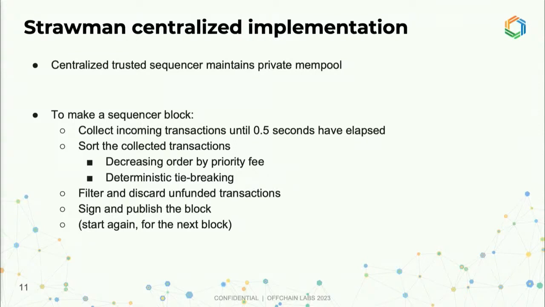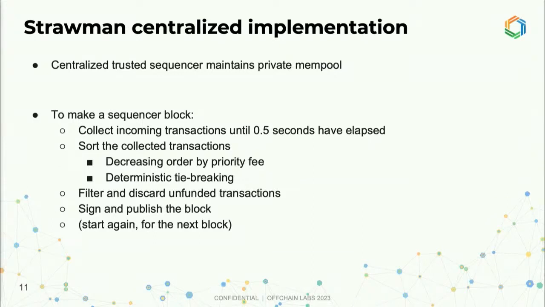Next, it sorts the collected transactions into decreasing order by priority fee, breaking ties according to some kind of deterministic rule. Doesn't matter for now what it is. Then, after that, a very important step in practice, which is super annoying, and in whiteboard designs, people omit it, but your system will fail without it. That is, you need to filter and discard unfunded transactions. That is, transactions that may look perfectly valid, be perfectly validly signed, but the party who submitted them doesn't have the funds to pay for the data availability for that transaction.